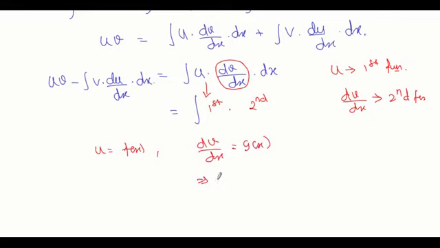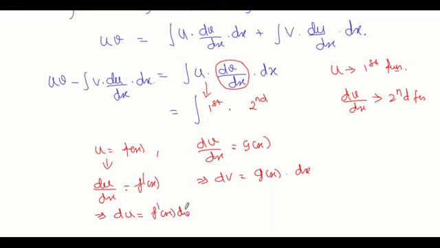Now see children, from this I can get dv is equal to g of x into dx. Here this can be differentiated. We'll be getting du by dx is nothing but f dash of x. So this implies we can have du equal to f dash of x dx also. If you do the integration, integral dv equal to integral g of x dx. So now I'm getting v is equal to integral g of x into dx.